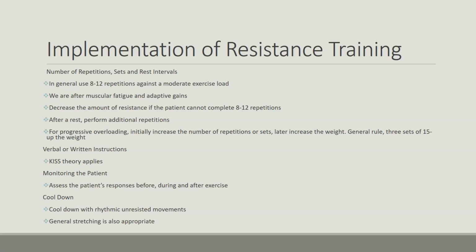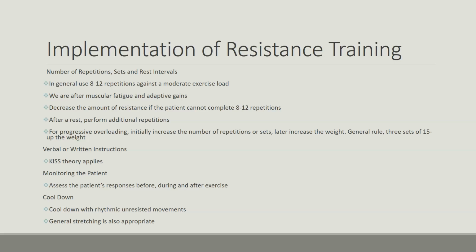After a rest, perform additional repetitions. So for progressive overloading, initially increase the number of repetitions or sets, later increase the weight. General rule, 3 sets of 15, up the weight. So if they start and you've given them a weight and they can only do 8, you ask them to work to 12, and maybe then you ask them to work to 15. If they can get to 15 with that weight, then you go back to 8 repetitions with a heavier weight and work the way up accordingly.